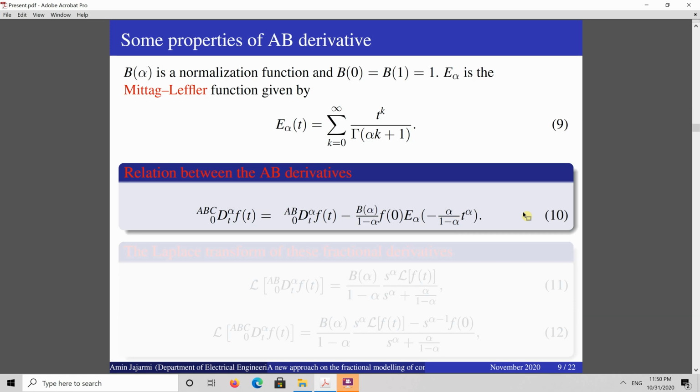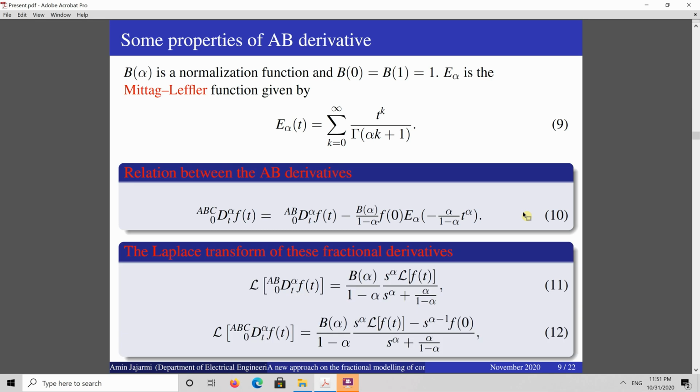In these definitions, the function b is a normalization function such that b at 0 and 1 is equal to 1. Also, e is the Mittag-Leffler function given by equation 9. There is also a relation between the AB derivatives in the Caputo and Riemann-Liouville sense, as given by equation 10. The Laplace transform of these fractional operators are given by equations 11 and 12.